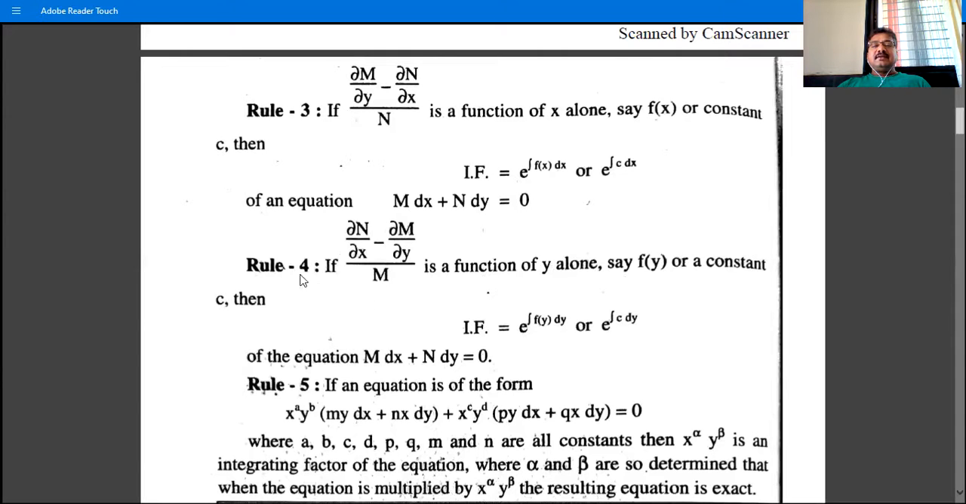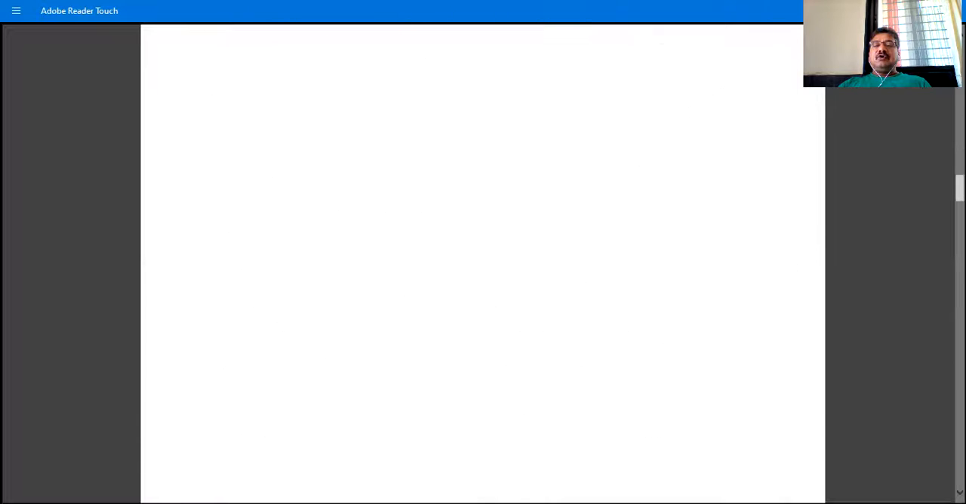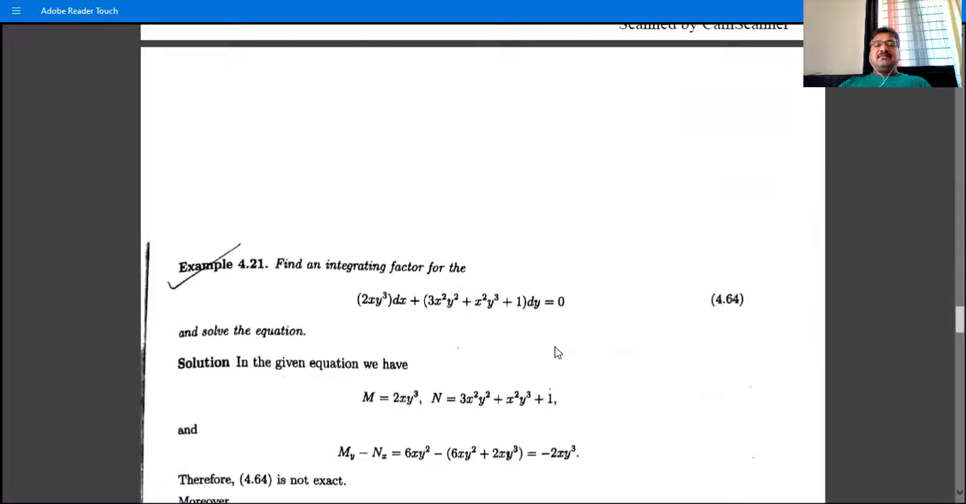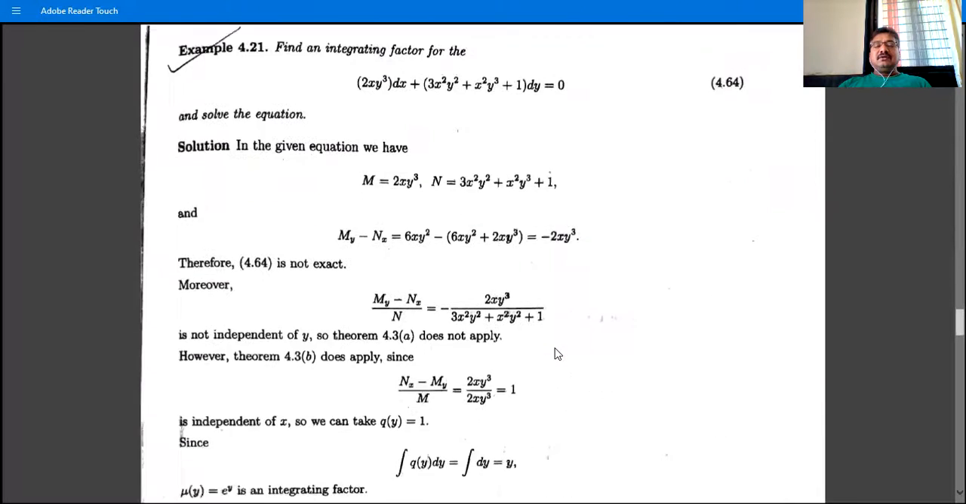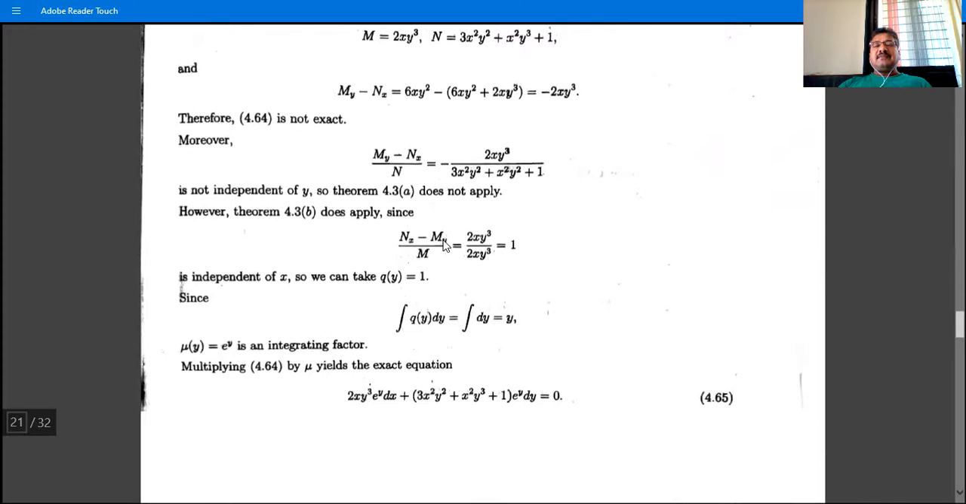Now the example, the current example is on rule number 4. That is, (∂N/∂x minus ∂M/∂y) divided by M, we have the value is constant. So in order to obtain the integrating factor, use either one rule out of those 5 rules, or use the inspection method to obtain the integrating factor. So here (∂N/∂x minus ∂M/∂y) divided by M is a constant quantity, and suppose we denote this function as q(y), we have the value of this ratio is either constant or a function of y purely.